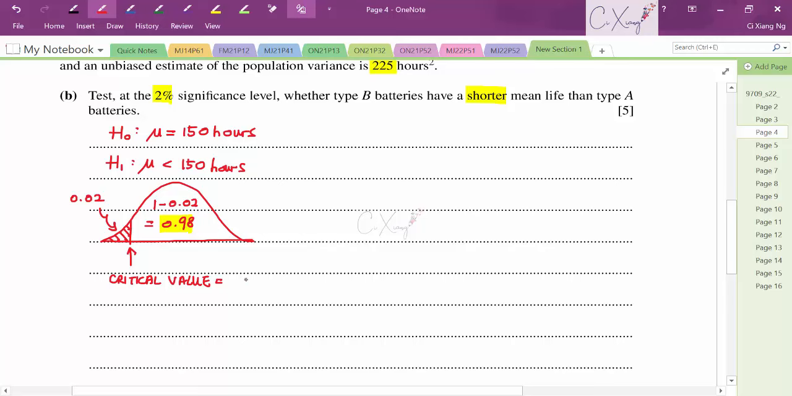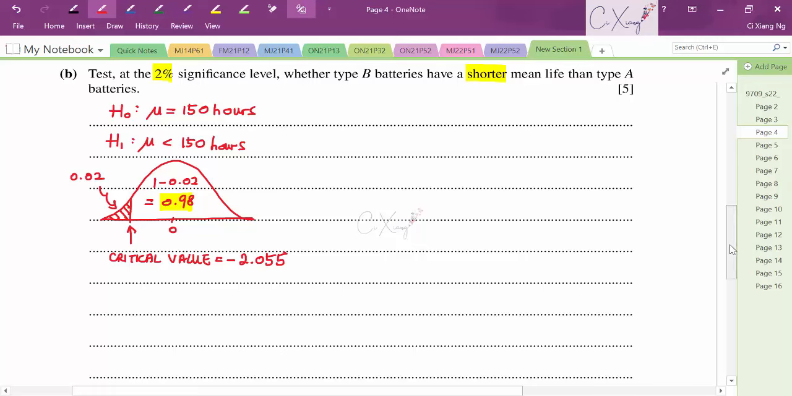So maybe I will put 2.055. Because for this particular area and diagram, you can see that it is on the left hand side of the center. The center is 0. So for this part, it should be a negative value, where my critical value should be negative 2.055. After I get the critical value, next I want to calculate the test statistic.